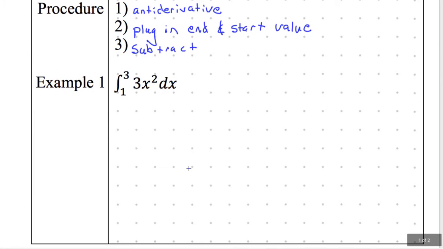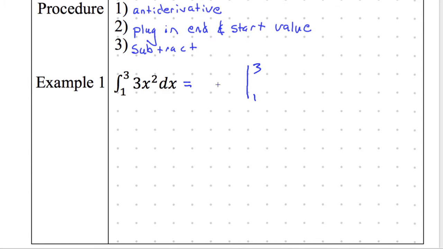So example 1. Here is the definite integral from 1 to 3, that's how I pronounce this, the definite integral from 1 to 3 of 3x squared dx. Okay, so this is simple power rule. So you know how to take the antiderivative. So go ahead and take the antiderivative now. This is going to be equal to what? And then I know some antiderivative there, and then it's going to be an evaluation bar from 1 to 3.